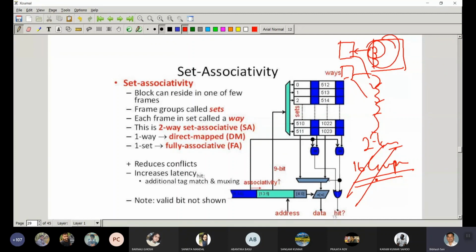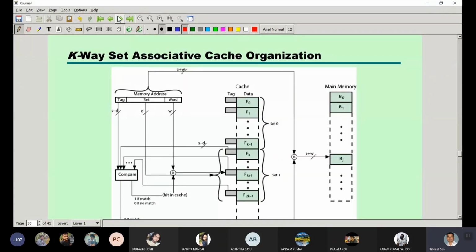Yes, sir. Okay, so a block can reside in one of a few frames grouped as sets. Each frame is called a way, and this is the 2-way associative memory example I have given. Up to this point, each of these blocks is mapped to a particular set, and now the address mechanism differs a little bit. Instead of a line, there will be a set, so here the address becomes tag and set.